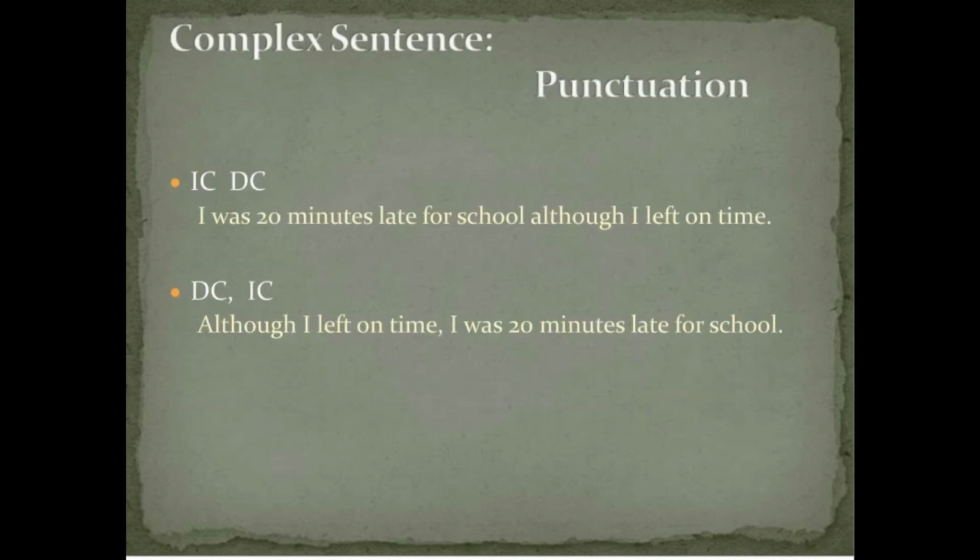There are only two punctuation rules in complex sentences. If you begin your sentence with an independent clause, there is no comma in between IC and DC. But if you begin a sentence with a dependent clause, you put a comma. You separate a dependent clause with a comma: DC, comma, IC. For example, I was 20 minutes late for school although I left on time. No commas. Although I left on time, comma, I was 20 minutes late for school. Because you start with the dependent clause, although I left on time, you must put a comma before the IC.